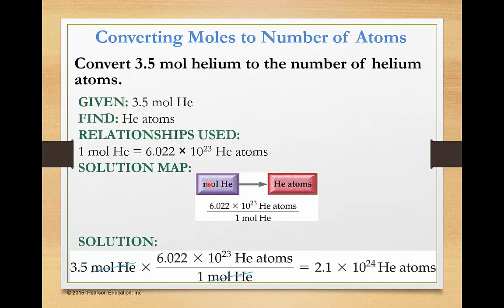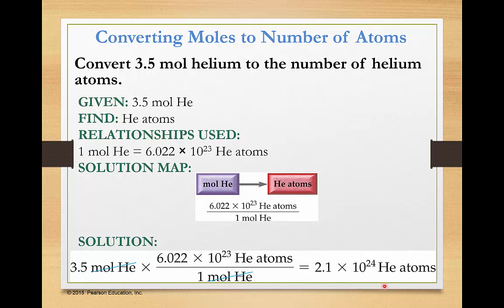So my solution map, I want to go from moles to number of atoms. My relationship here, here's number of atoms, here's the mole. So it is simply the 3.5 moles of helium times the 6.022 times 10 to the 23rd helium atoms divided by the 1 mole. Moles cancel out, and then I end up with 2.1 times 10 to the 24th individual helium atoms.